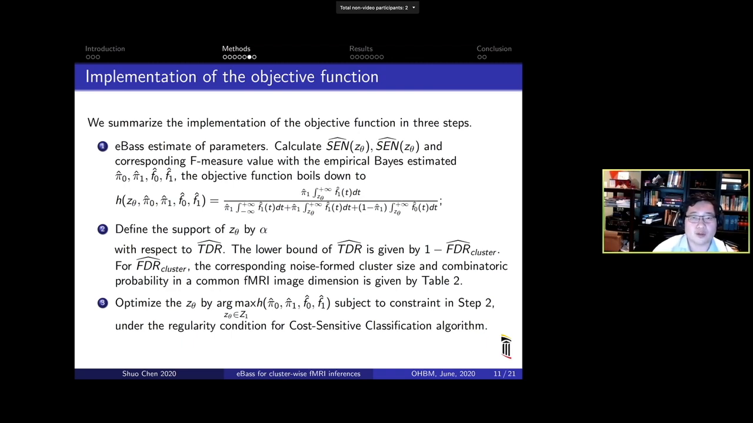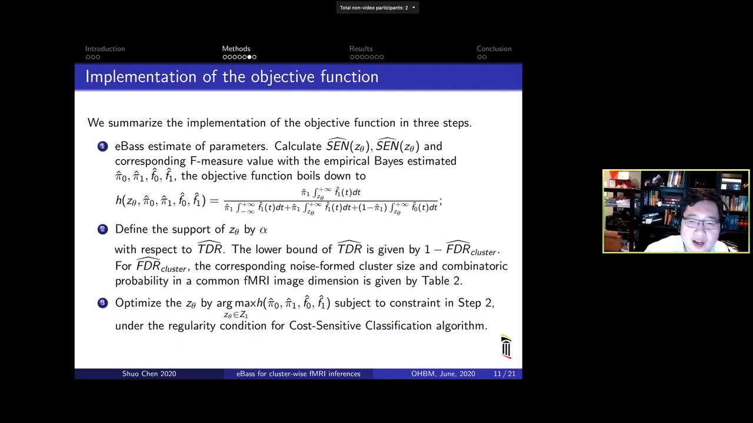And to implement the algorithm, essentially there are three steps. First, we need to do the empirical base estimate and calculate the sensitivity and FDR, and then we identify the support for Z theta. Essentially, we select the range of theta that ensures that all false positive voxels in the 3D space, by permutation test considering the spatial coherence, won't form a large cluster that can be detected by the permutation test.